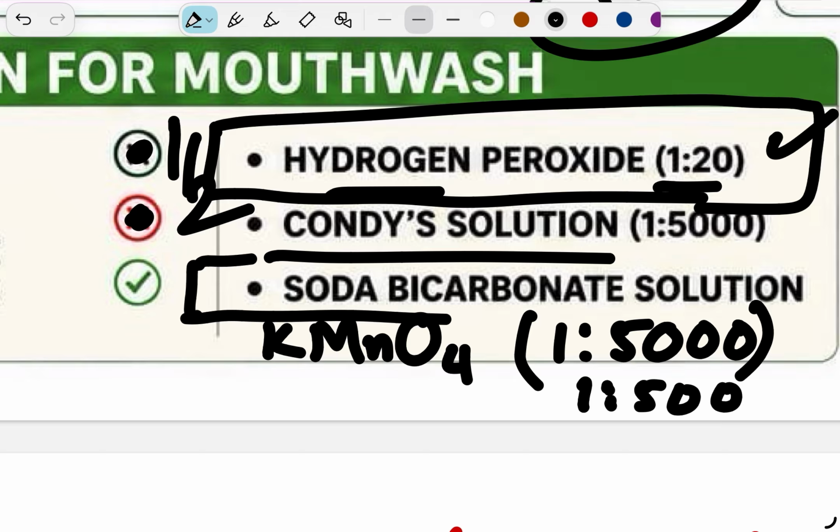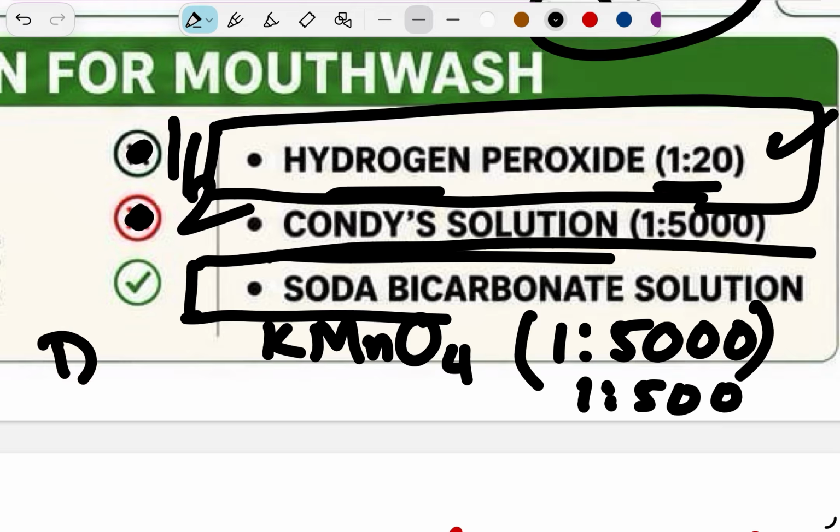Next one is soda bicarbonate. You can use it when the mouth is full of lactic acids, or whenever there is acidosis, or else we have fruity breath, as in diabetic ketoacidosis, where we get fruity breathing. That means acidosis will be there in the mouth. So for that you can use soda bicarbonate solution if the patient has diabetic ketoacidosis. This complication occurs after diabetes, and the glucose level may reach more than 600 mg per dl.